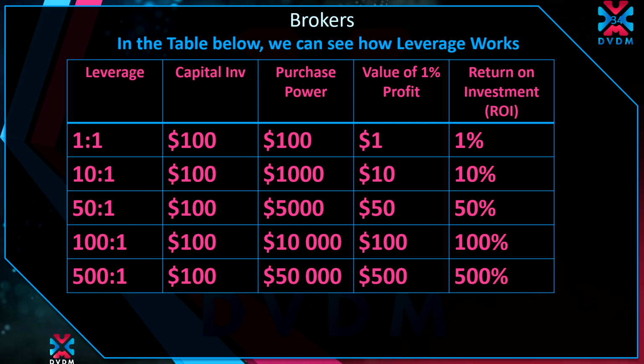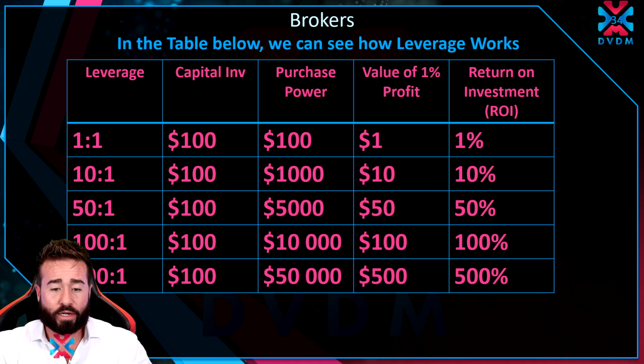100 to 1, 200 to 1, where $100 of capital in your account, if a trade is opened for the full $100, would give you $10,000 worth of exposure. So if the market moves by 1%, you would have profited $100. That's a 100% return on investment. Now people go all the way up to 1,000. I've seen places that offer 2,000 to 1, and so on.